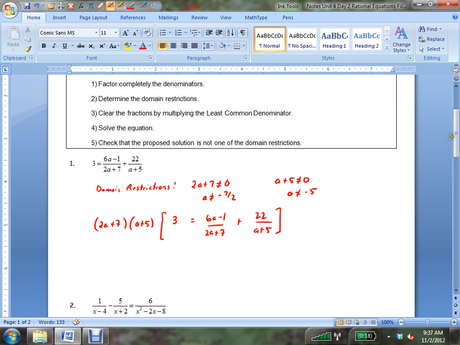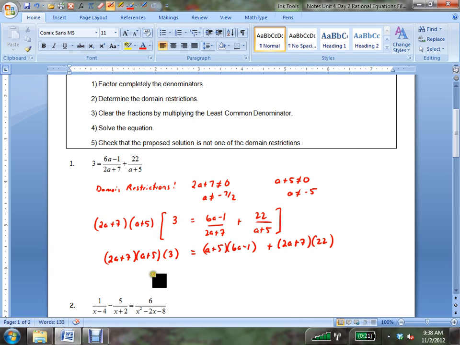Now, the next step is I go ahead and multiply. I will have both of these left, since there is nothing to cancel in the denominator for the first term. Coming to this term, I see that the 2a plus 7's will cancel, and what's left over is a plus 5 times 6a minus 1. And coming to the last term, the a plus 5's cancel, and what we're left with is 2a plus 7 times 22.